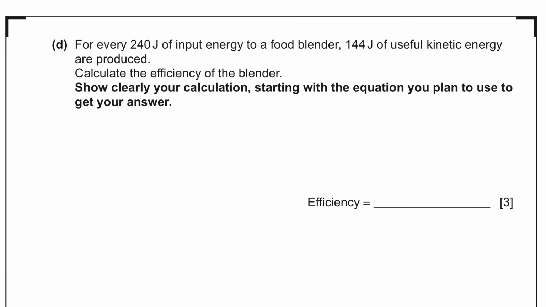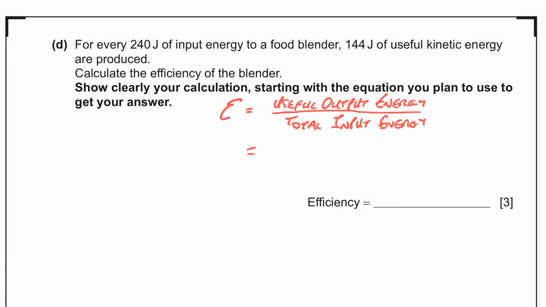So we have a straight example of filling in an equation here. For every 240 joules of input energy to a food blender, 144 joules of useful kinetic energy are produced. Calculate the efficiency of the blender. So this is just use of the efficiency equation. The efficiency is useful output energy over total input energy, which in this case is going to be 144 over 240. And that gives us 0.6. And we remember here that efficiencies don't have units because the top thing and the bottom thing, when they're divided, the units cancel.